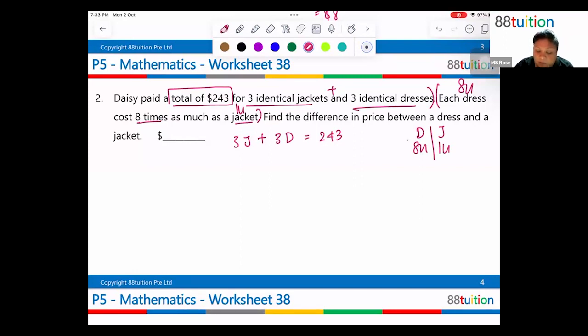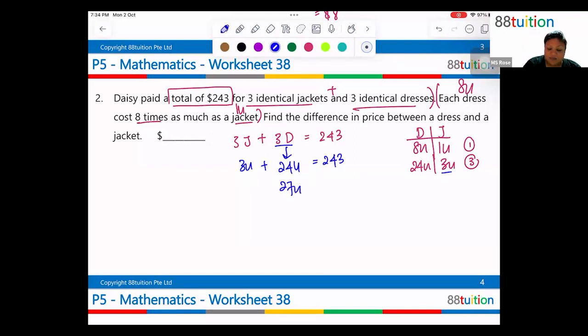So this is for one of each, right? If I have 3 of each, that means this is 24 and this is 3 units. So 3 dresses cost 24 units and 3 jackets would be 3 units. Total $243. So that makes 27 units is $243. So what's 1 unit? Divide by 27 to give me $9.